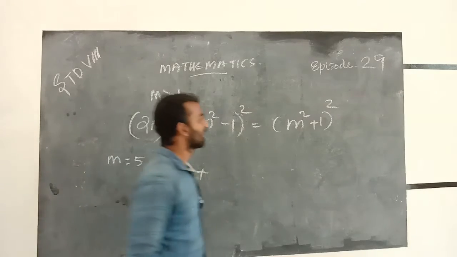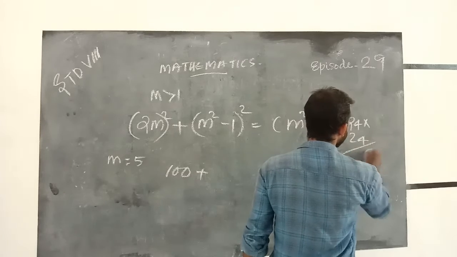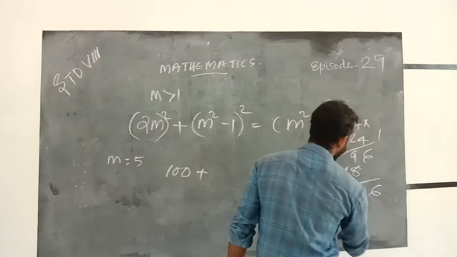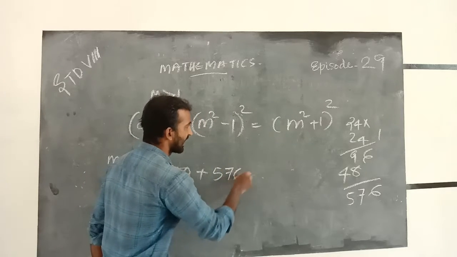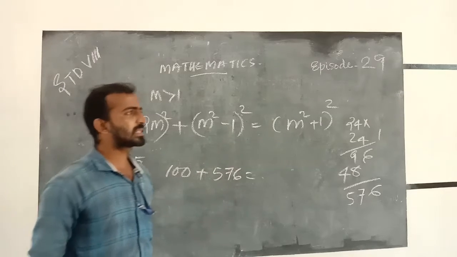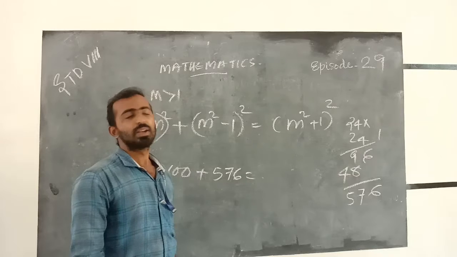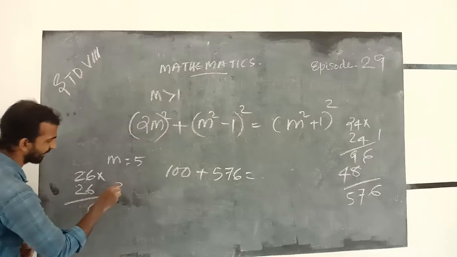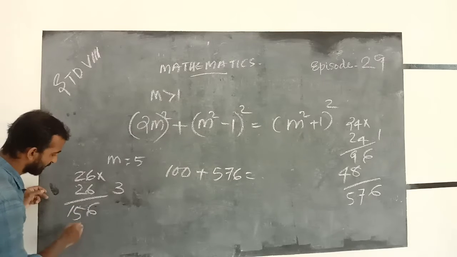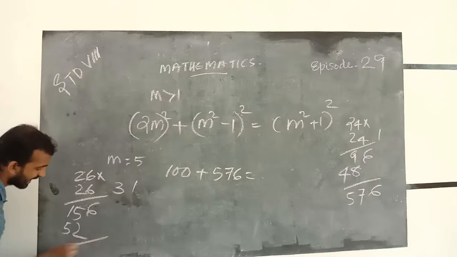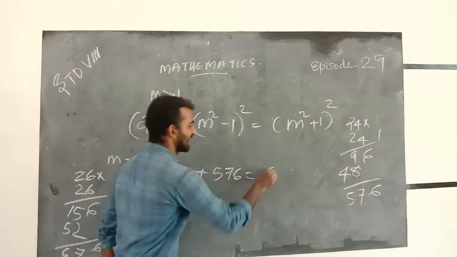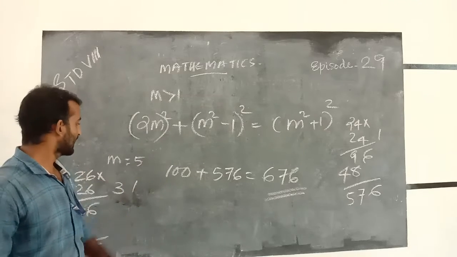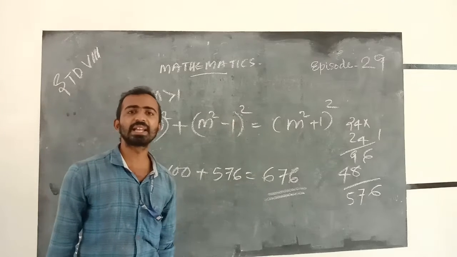What is the square of 24? 24 into 24 we get 576, which should equal m square plus 1 the whole square. m square means 5 square, that is 25, and 25 plus 1 is 26. 26 square is 676. So these numbers are Pythagorean triplets: 10, 24, 26.